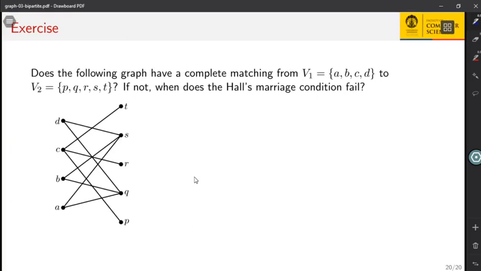Now let's do some exercise here. Let's apply the theorem, Hall's marriage theorem. Given this bipartite graph, does this graph have a complete matching from V1 to V2, where this is V1 and this is V2? V1 consists of A, B, C, D, and V2 consists of P, Q, R, S, T. So does the graph have a complete matching from V1 to V2? If not, where does Hall's marriage condition fail? So try this exercise first, and we discuss the solution next.